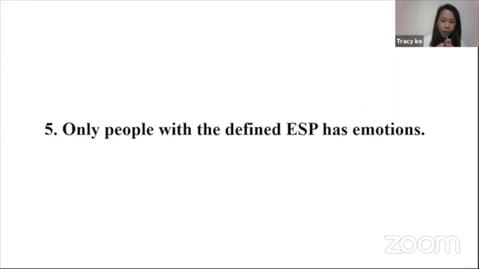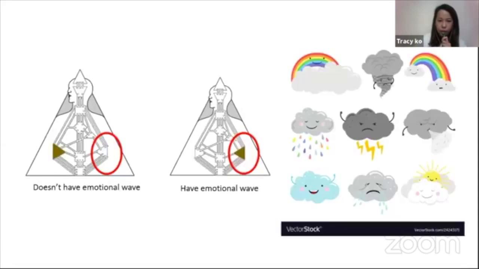Misconception number 5. Only people with the defined emotional solar plexus have emotions. So if you are new to Human Design, this is our emotional solar plexus. On the left, this is a person who has their emotional solar plexus open. And on the right, we have people who have the emotional solar plexus defined.